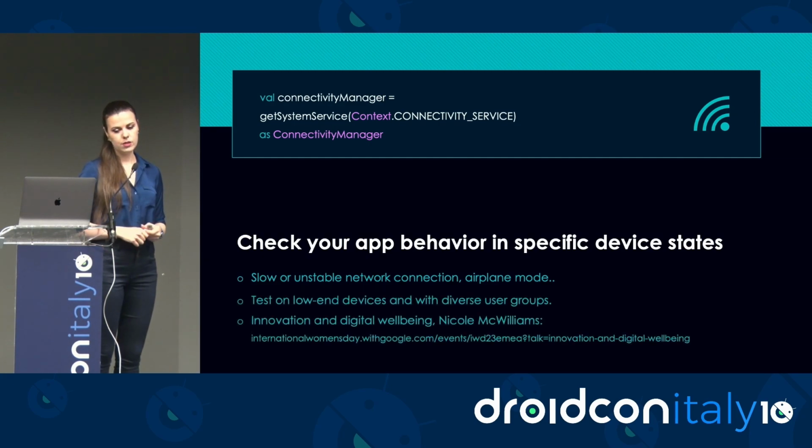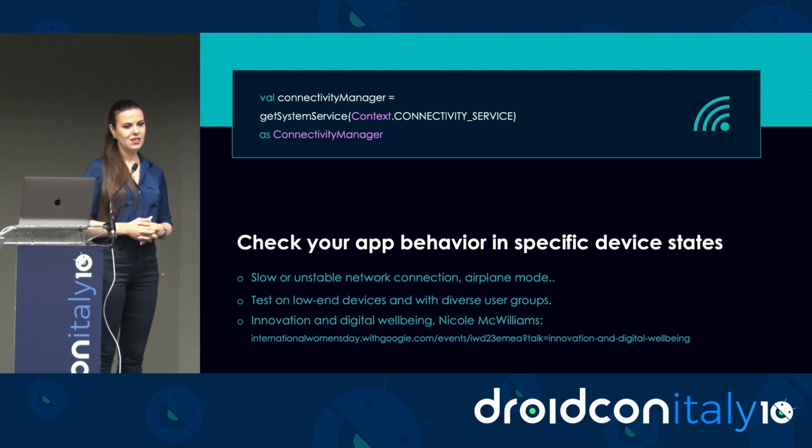But as it is important to test on low-end devices, it is also important to test with diverse user groups. Now you might wonder, why is this so? Well, let me tell you about this talk that I watched recently from Nicole McWilliams about innovation and digital well-being, where she basically explains about a gesture algorithm they've built, which was affected by the device sensor. So when you put it in your pocket, the algorithm worked with the device sensor. So initially they tested with a user group that was mostly, if not all, females, right?